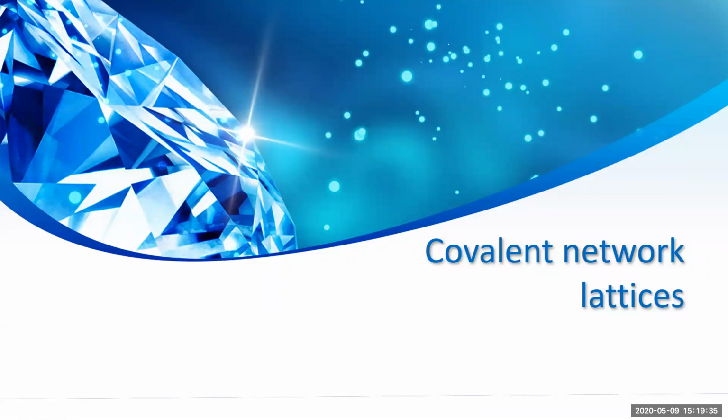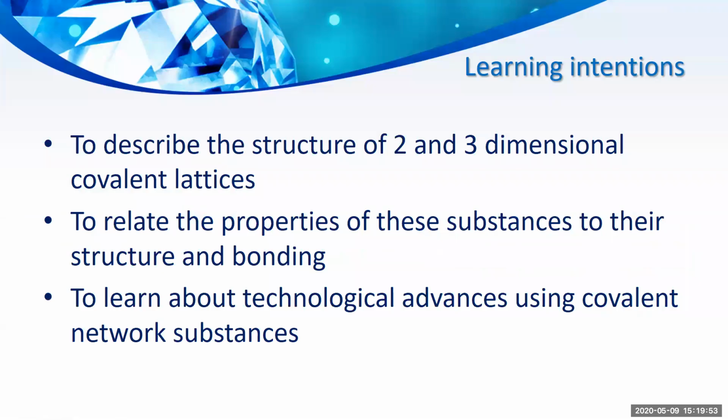Let's look at covalent network substances. In our previous lessons, we've looked at covalent molecular substances, but that's not the only type of structure that a covalently bonded substance can have. They can also form covalent network lattices.